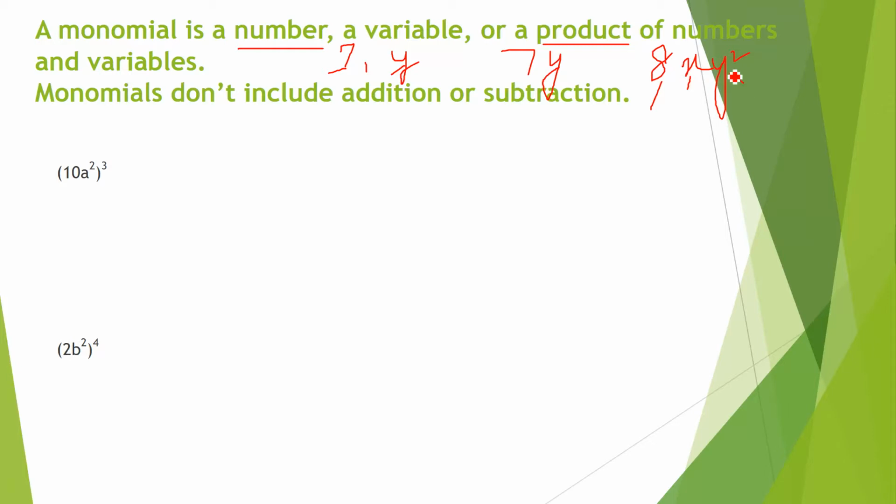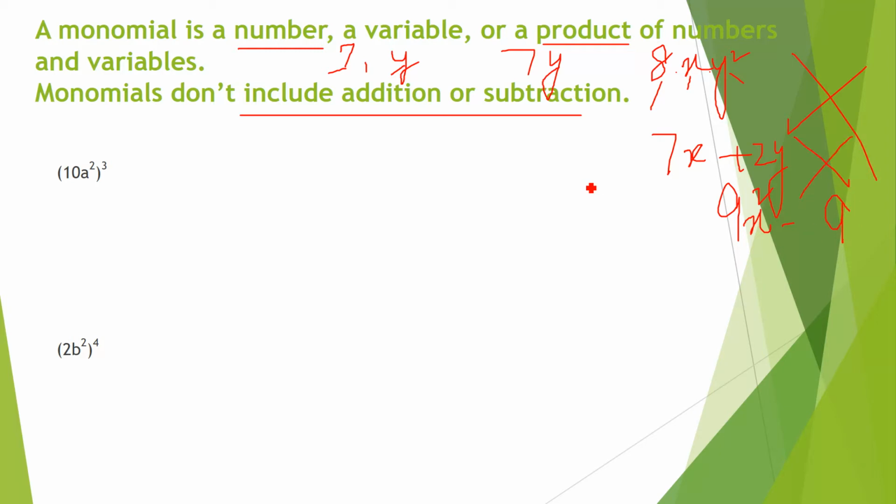There is no sign between them. It means that there is a multiplication. Right? So product means multiplication. This is a monomial. The important thing is that a monomial does not have addition or subtraction. If I say, suppose, 7x + y or + 2y, whatever, it is not a monomial. If I say 9x² + 9, this is not a monomial, because in a monomial you cannot have addition or subtraction. So simple.